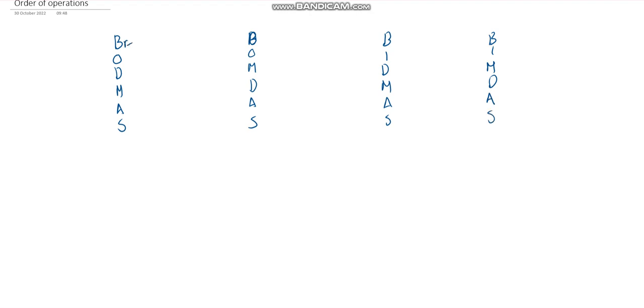The B stands for brackets, so we do the brackets in an equation first. The O is of or order, which is like the power. If we've got x to the 4, we would do that. The I means the same thing, but it's the word index. So some people call it the order, some people call it the index. That's the first reason why some people say Bodmas, and some say Bidmas.